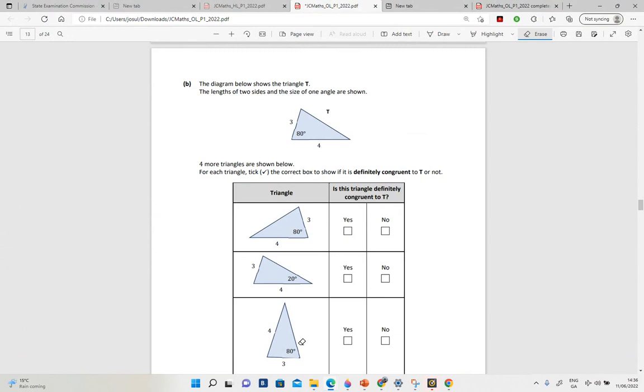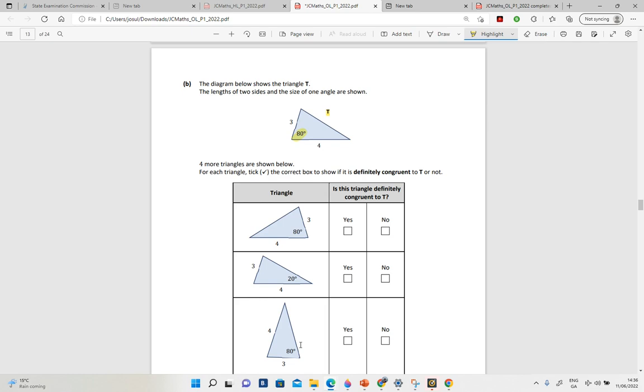Okay, so part B is about congruence. The diagram below shows triangle T. The lengths of two sides and the size of one angle are shown. So you've got the length of 3 here, length of 4 here. Don't know what that last length is, and you'll be given one angle here. Four more triangles are shown below. For each triangle, tick the correct box to say if it is definitely congruent to T, the one above, or not.